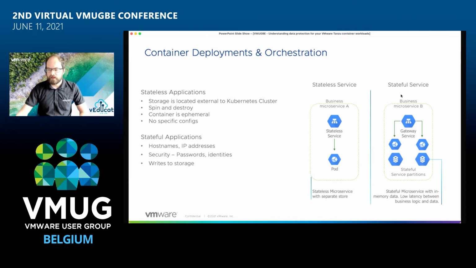We can see here on the right-hand side of our diagram, that stateful service is a little bit more intricate. And we've got things like maybe a gateway service as well, and that controls how we route to different pods from the outside world. And in this gateway service, we may have those pertinent host names and IP addresses that we need to keep hold of if we ever needed to restore that configuration as well. So we don't have to go back and reconfigure the rest of the network to deal with that change.